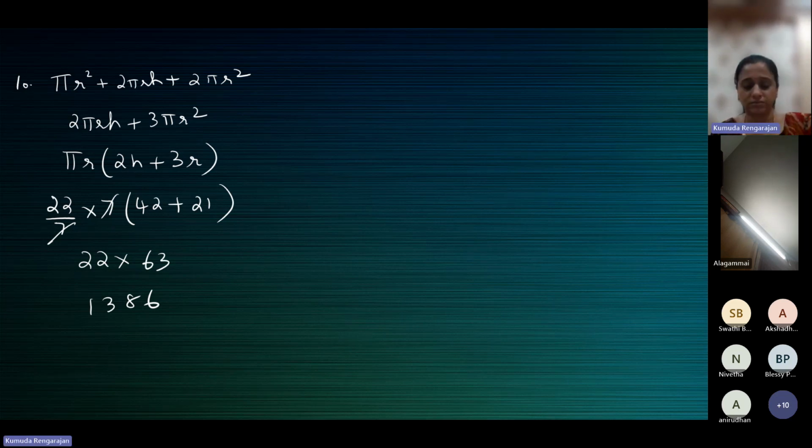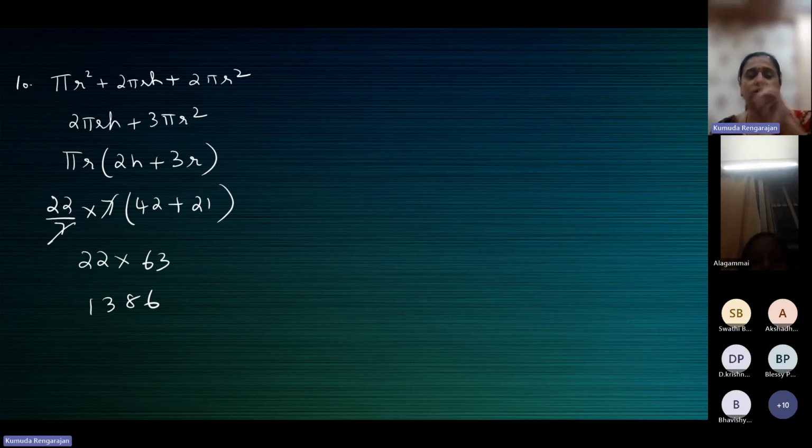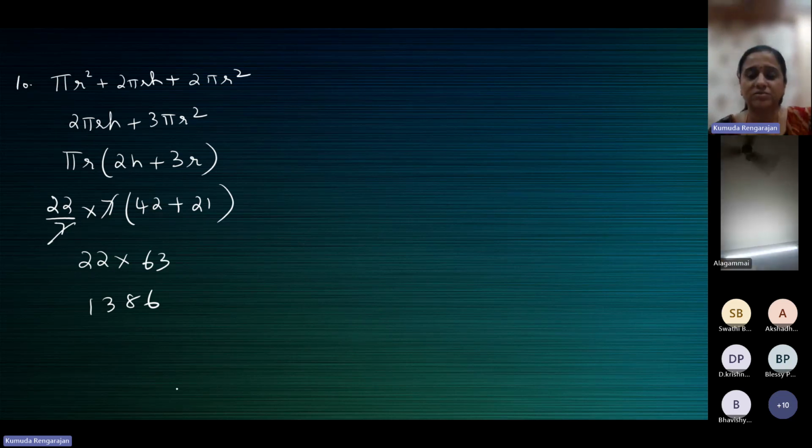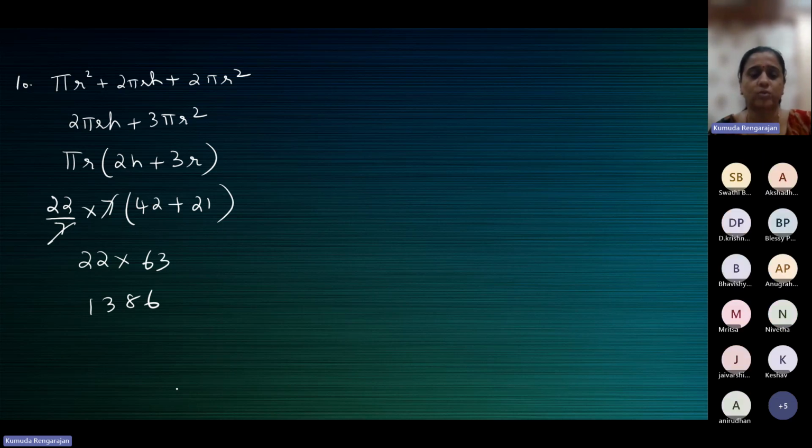You have to share your answer. Same, ma'am. 1386. Got the same. Correct? Yes, ma'am. Perfect. So the model, you can cover the base pi r square, you can cover the CSA 2 pi rh, and the hemisphere, the CSA of the hemisphere 2 pi r square.